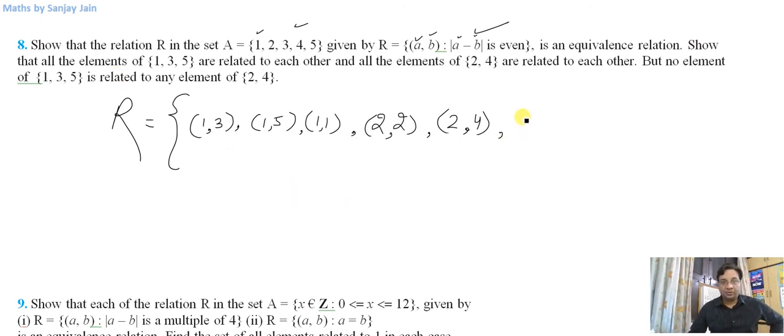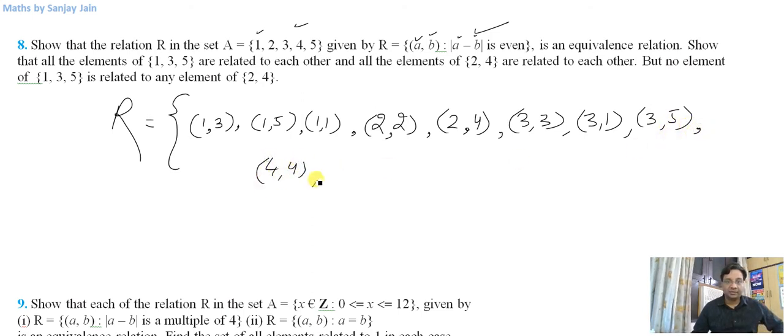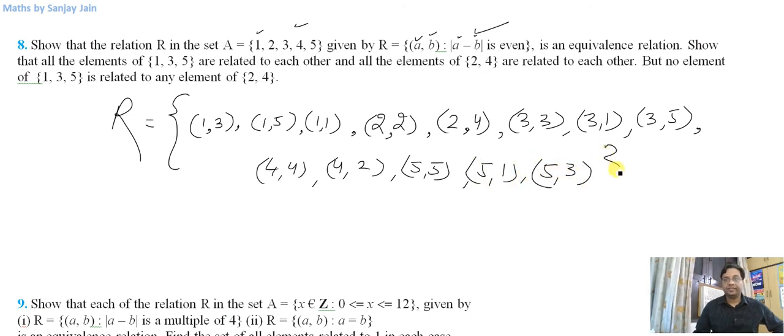Okay, and what about 3? 3 is related with itself, 3 is related with 1, and 3 is related with 5, right? What about 4? 4 is related with itself, 4 is obviously related with 2, and with nothing else. What about 5? 5 is related with itself, related with 1, related with 3, and that's it. So 1 is related with 3, 5 and itself. 2 is related with 2, 4, right? So this is how we will write this relation.